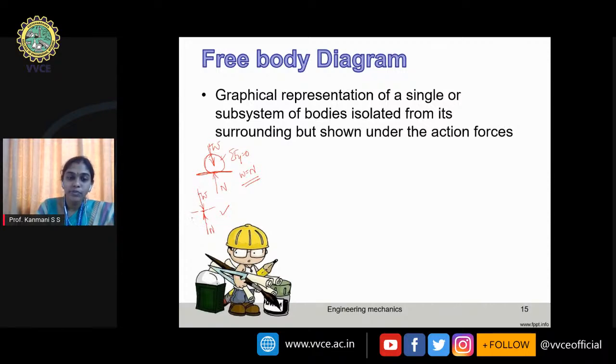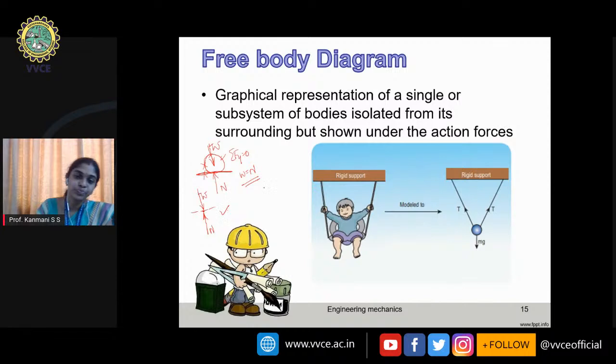Take the system or subsystem of forces and isolate it from its surroundings, whether it is a wall, a groove, or the earth. Remove it from its surroundings and show it only under the action of forces, then it is called a free body diagram. I have taken certain examples for that.